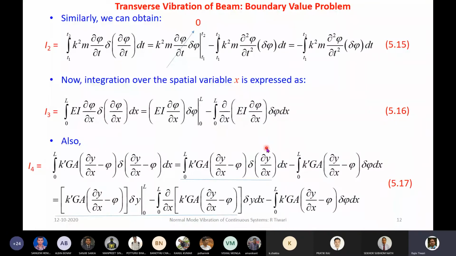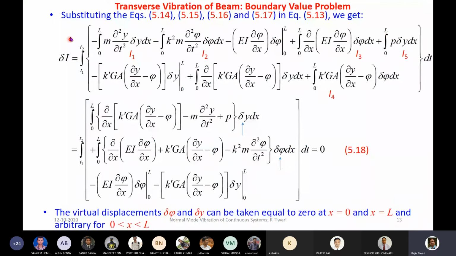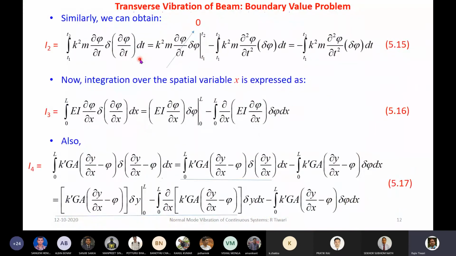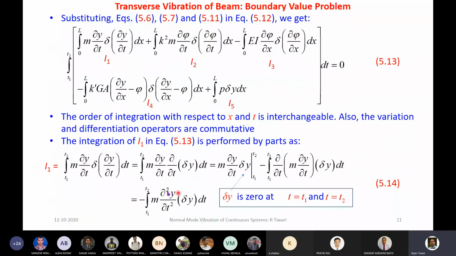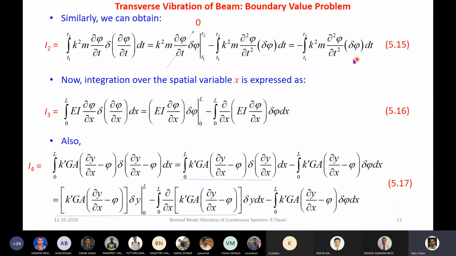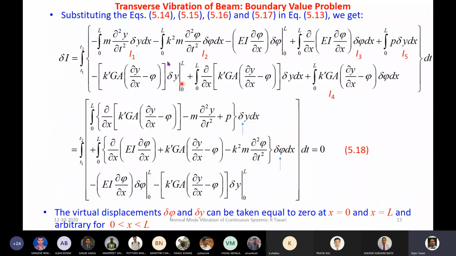So all these integrations, now we need to substitute back in the Hamilton principle with various integrations, which I have already written. So I1 will be replaced by the previous integrations. I2 will be replaced by this, like this. All we need to replace. And when we substitute I1, I2, I3, I4, I5 here, we will collect the similar terms.